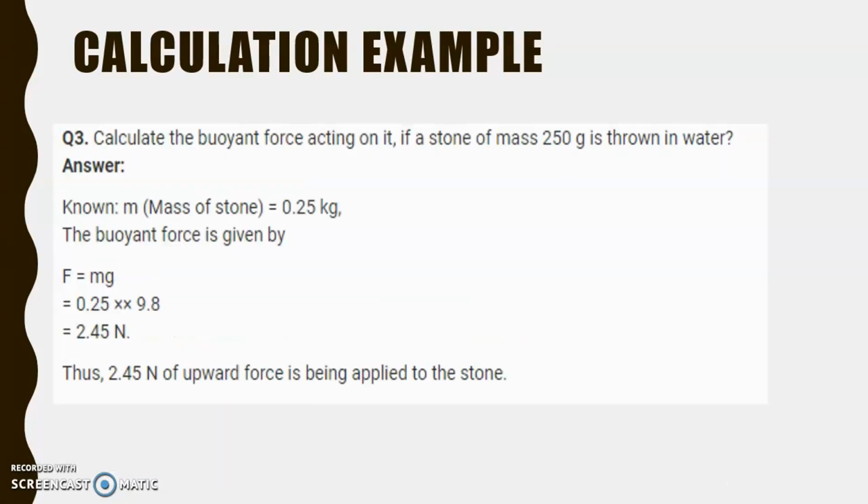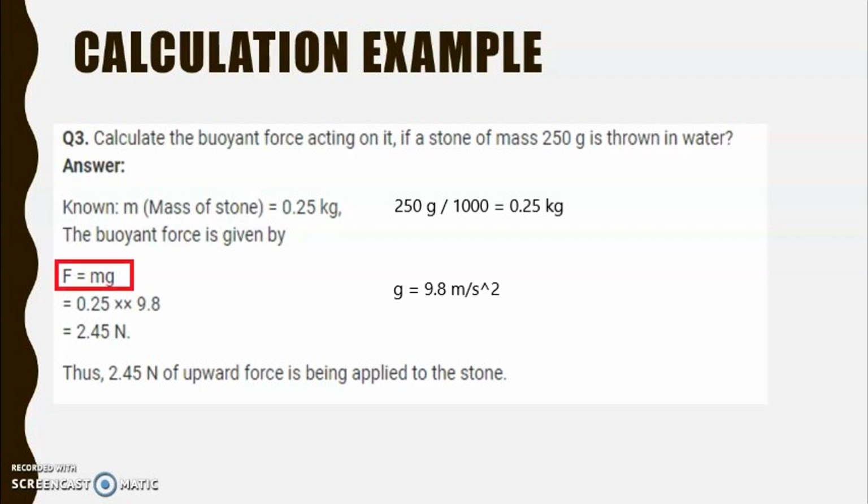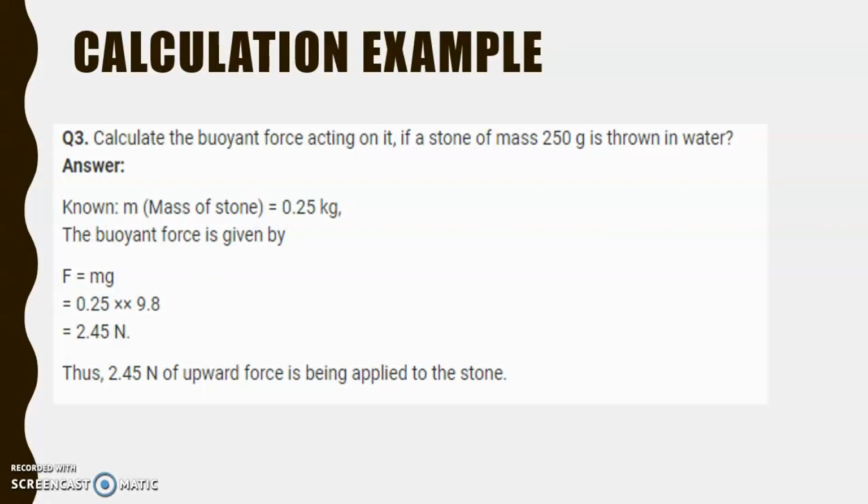So for the last question, calculate the buoyant force acting on it if a stone of mass 250 grams is thrown in water. Known the mass of the stone is equal to 0.25 kilogram or 250 gram. So the buoyant force is given by F equals mg, 0.25 times the gravitational acceleration g, 2.45 Newton. Thus, 2.5 Newton of upward force is being applied to the stone.